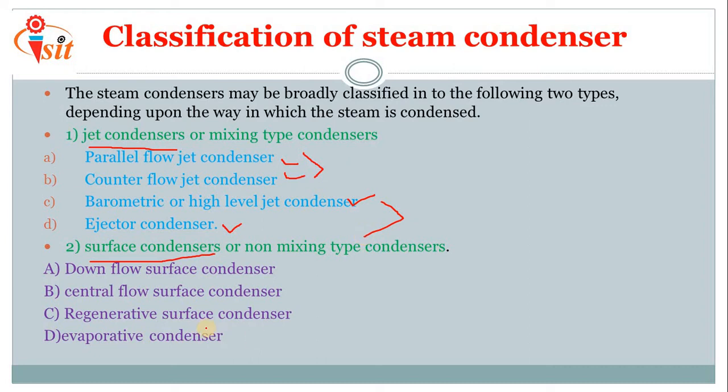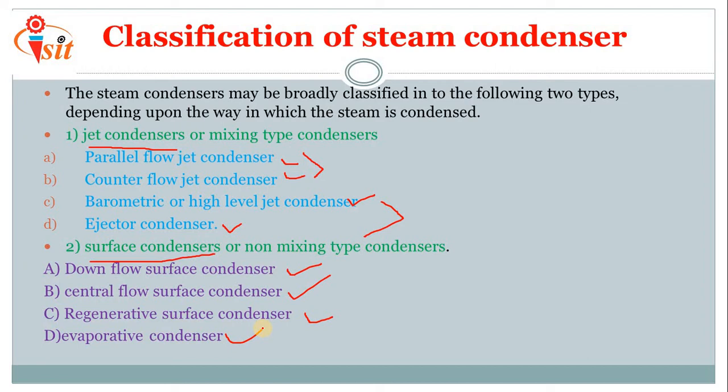Okay, and another type is the surface condenser. Again there are four types. First is the downflow surface condenser, second is the central flow surface condenser, then the regenerative type surface condenser, and the last one is the evaporative type surface condenser. Such condensers are mostly preferred in steam power plants, that is, in thermal power plants.